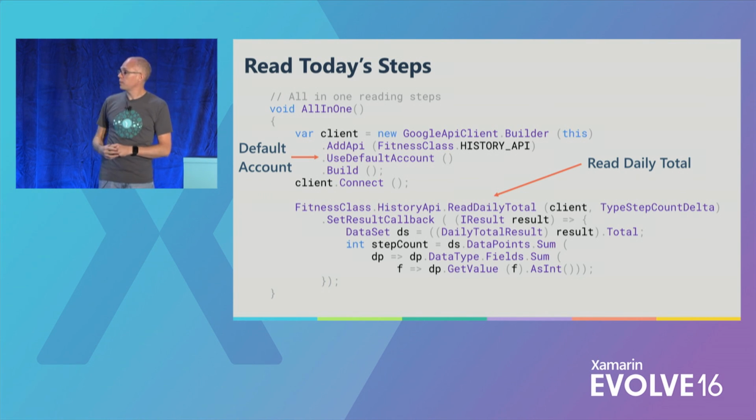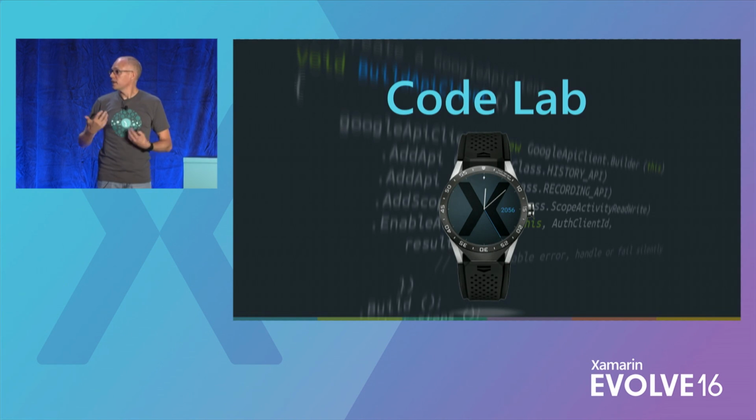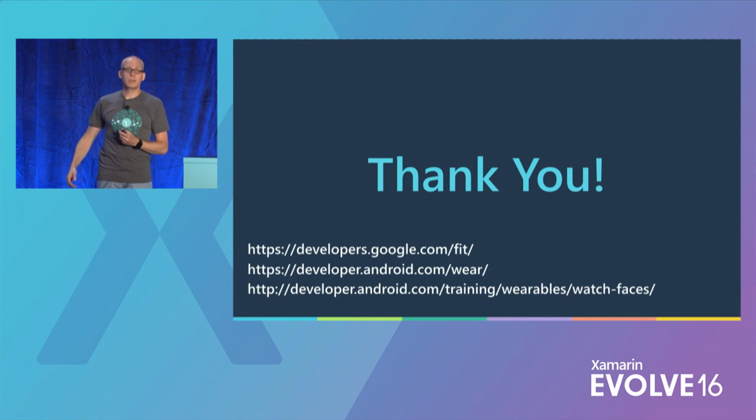We do the same unwrapping, only this time we get back its single data set for the day, and you have your steps. So in the space of 9 or 10 lines of code, you're able to pull out the step counts in their entirety. So again, this is demonstrated in the code lab. Please pop over. We can answer any other questions you have on things like that. But other than that, thank you very much.